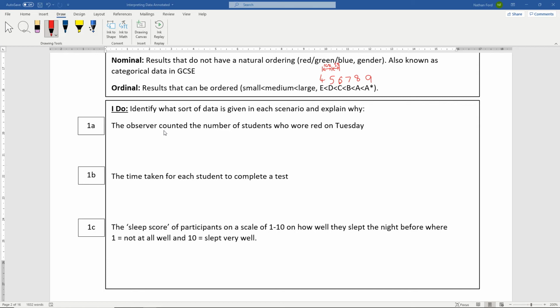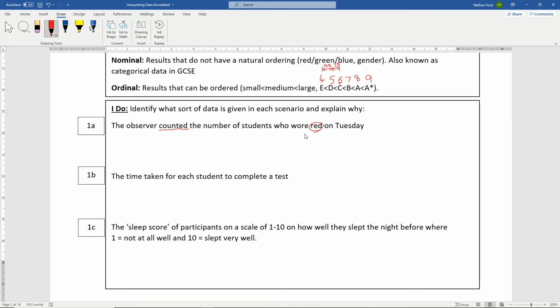So first off, let's look at this first one. 1A, the observer counted the number of students who wore red on Tuesday. Now this is very interesting because we're counting, so we're going to get a result that is going to give us a number. This is where it's tricky because people are going to think, oh, I'm counting, I'm getting a number, it's going to be quantitative. But unfortunately, you're not right, because what we're actually observing here is a color.